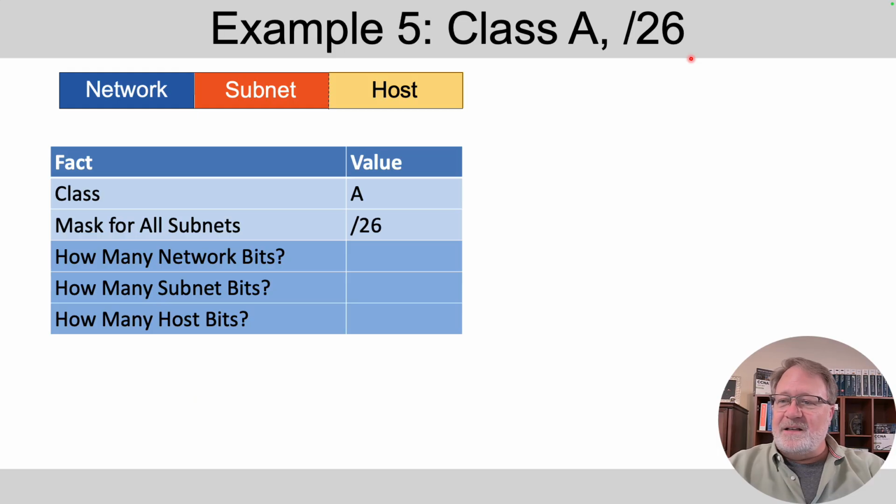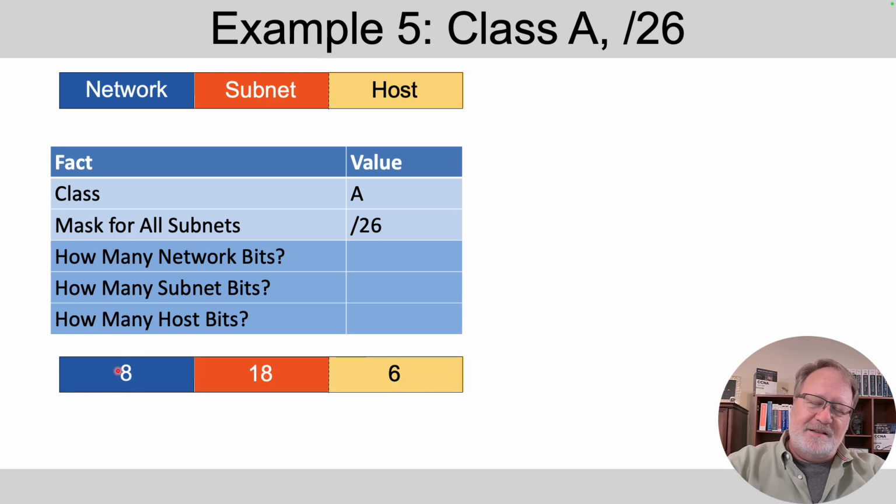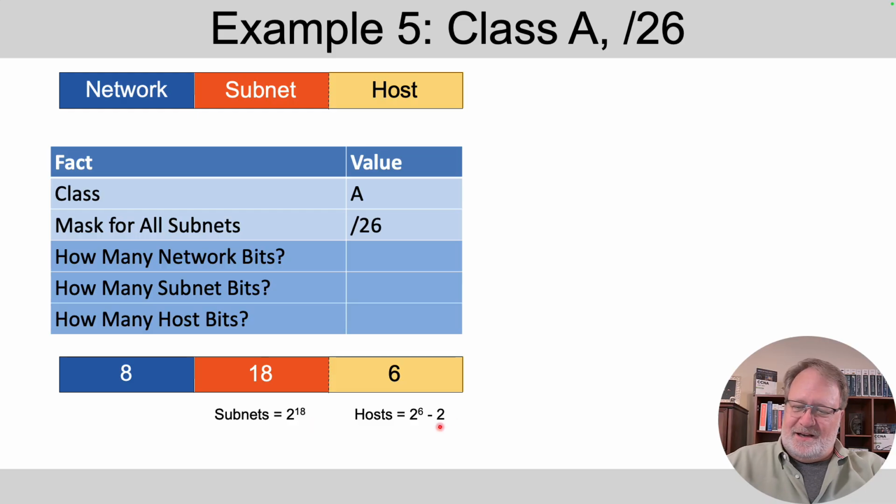In the last Class A example, this time we've got a /26 mask. So the same logic, just different numbers. 8 network bits because it's Class A. 8 plus 18 sum up to the mask's length of /26. And that leaves 6 host bits because the three fields add up to 32, giving us 2 to the 18th subnets in this design with 2 to the 6 minus 2, or 62 usable addresses per subnet.